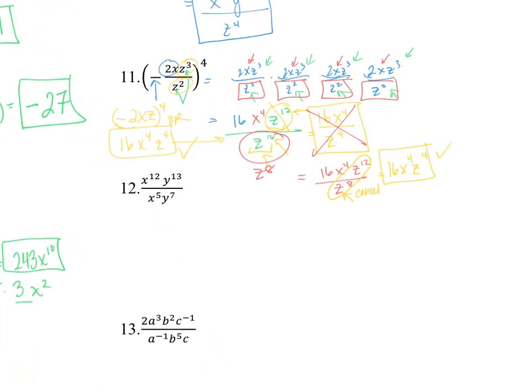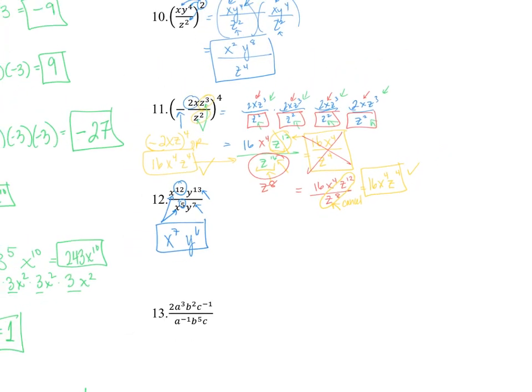Let's see, there's a lot of x's going on. So x to the 12 over x to the 5, that's a total of 12 x's on top and 5 on the bottom. 5 of them will cancel, leaving us with 7 x's on the top. And then y's, we have 13 on the top and 7 on the bottom. Again, 7 will cancel out. We'll be left with y to the 6th.